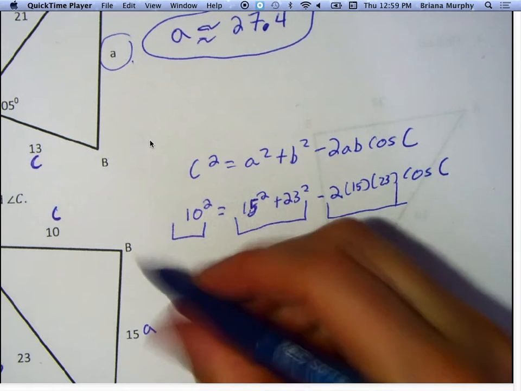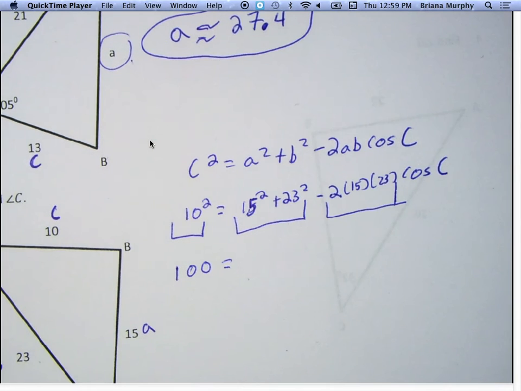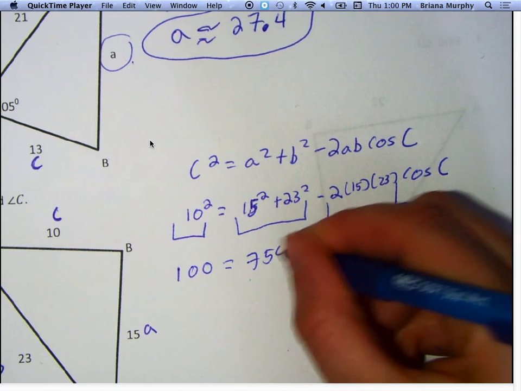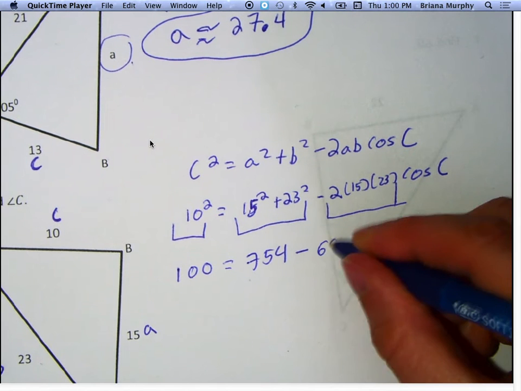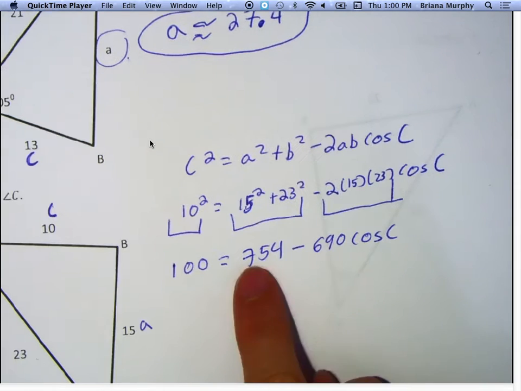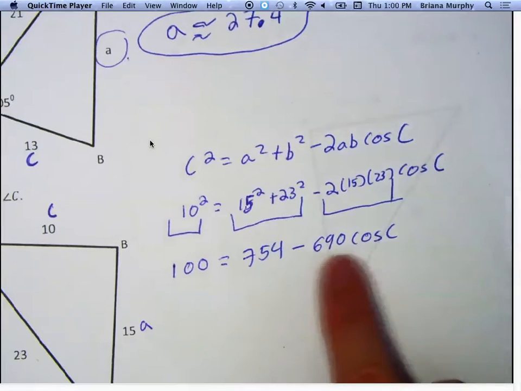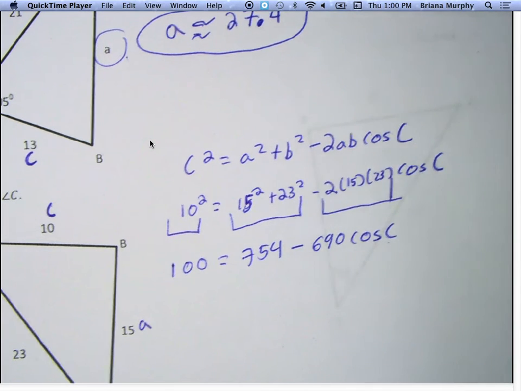Okay, 10 squared is 100 equals, and I'm going to do 15 squared plus 23 squared gives me 754 minus 2 times 15 times 23 gives me 690 cosine c. And you guys see why I can't put those two together? This is like 690x. You can't put 2x and 3 together, right? This has cosine c. It has that letter at the end. I can't stick them together.